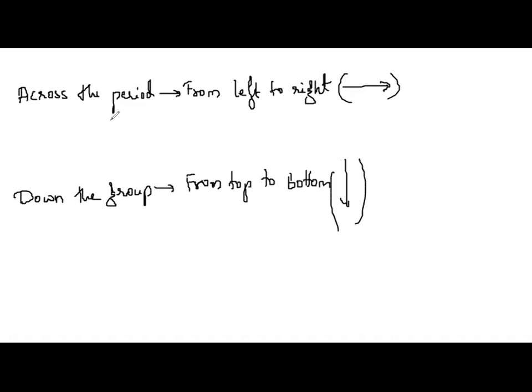Across the period, atomic size decreases as I move from group 1 to group 17. Group 18 is studied separately. In any period, group 18 elements have the largest atomic size; noble gases have the largest atomic size. So I'm speaking only from group 1 to group 17. When I move from top to bottom, the atomic size increases.